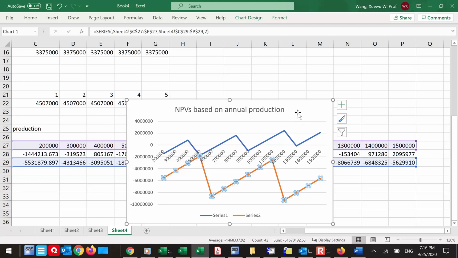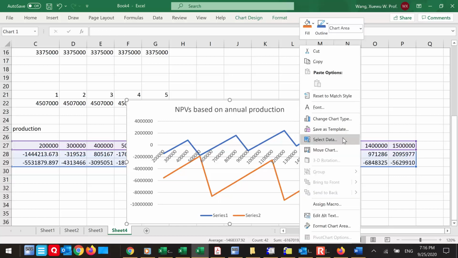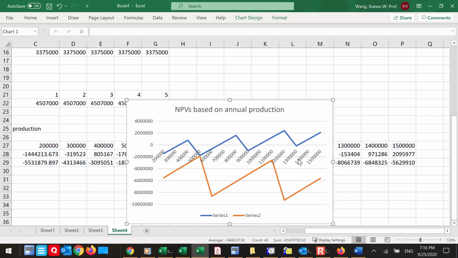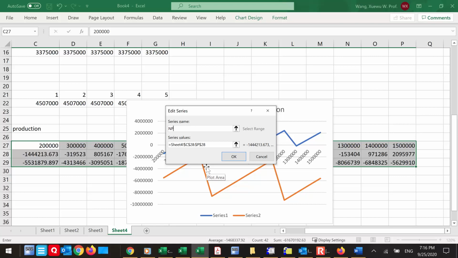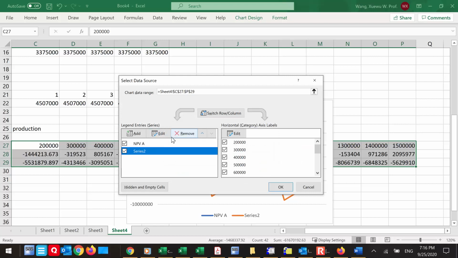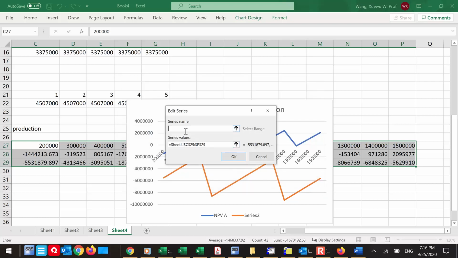So I can actually manipulate this chart here a little bit. All right, so this one is NPV for A. Okay, the second series is the NPV for B. All right, so that should do it.